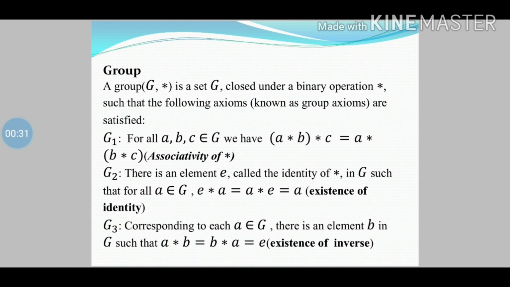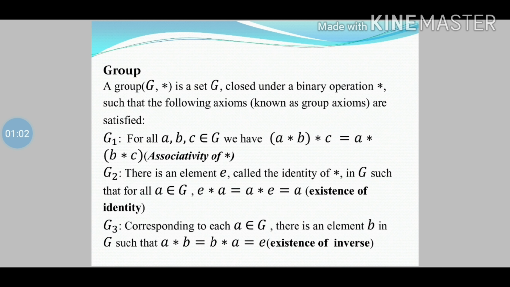To define a group, we should know what a binary structure is. That is, a binary structure is a non-empty set and an operation star. Here also, for a group, we consider a non-empty set G and operation star, which satisfy three axioms as listed below. The definition of a group: a group (G, star) is a set G closed under a binary operation star, such that the following axioms are satisfied.